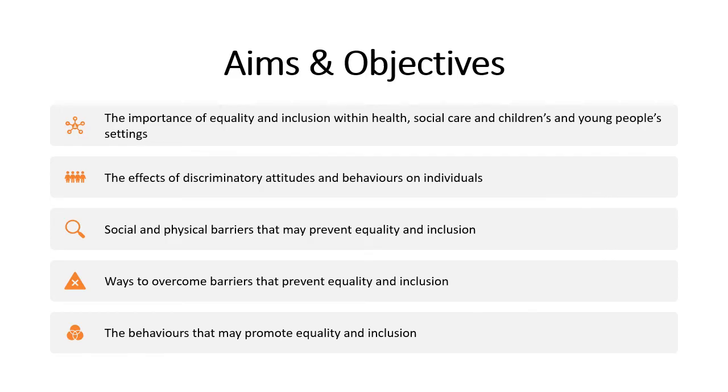So now you've come to the end of the session, and from the session you will now know the importance of equality and inclusion within health, social care and children and young people's settings. You will know the effects of discriminatory attitudes and behaviours on individuals. You will know social and physical barriers that may prevent equality and inclusion. You will know ways to overcome barriers that prevent equality and inclusion. And you will know the behaviours that may promote equality and inclusion.